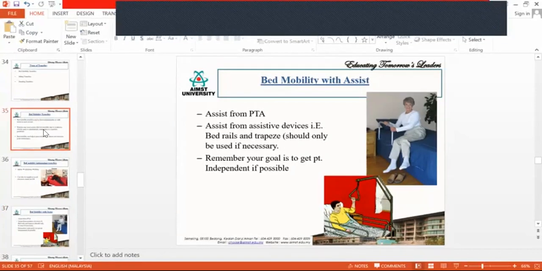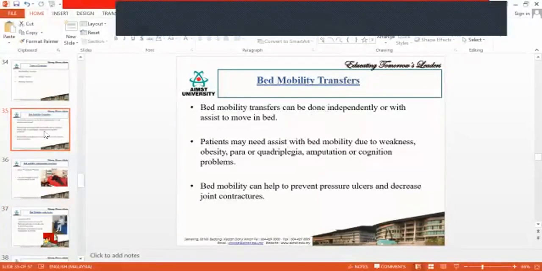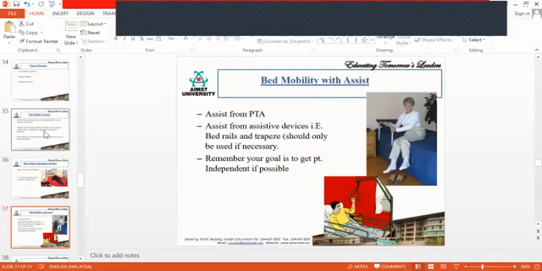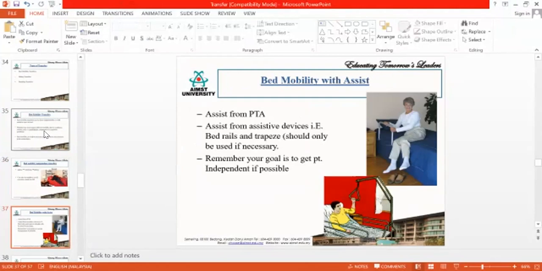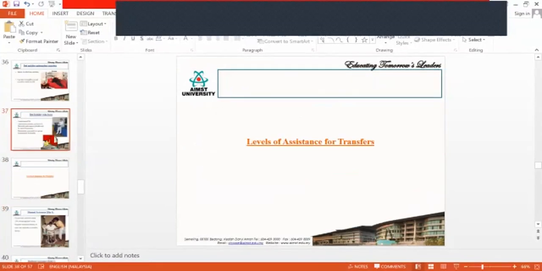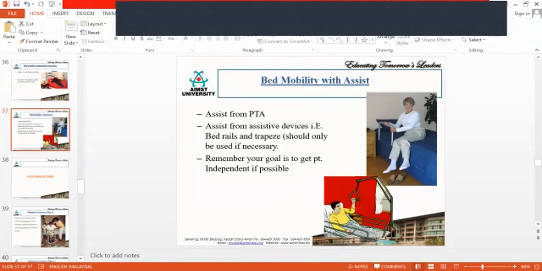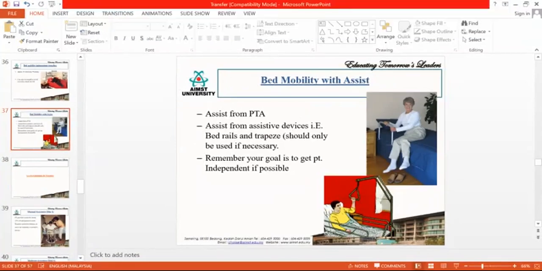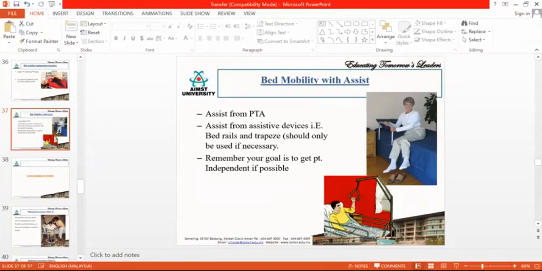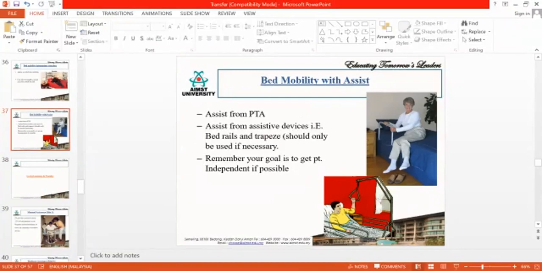You can teach independent bed mobility to the people who are able to do it by themselves. The patients who are not able to do it independently, you have to teach with assistance. The assistance can be a therapist, or it can be a device, like bedside railings and a trapeze. With this help, the person will be able to do bed mobility. If they are not able to do bed mobility, then the therapist should teach the assistants how to turn the patient into side lying. This one you would have learned in your fundamental positions.